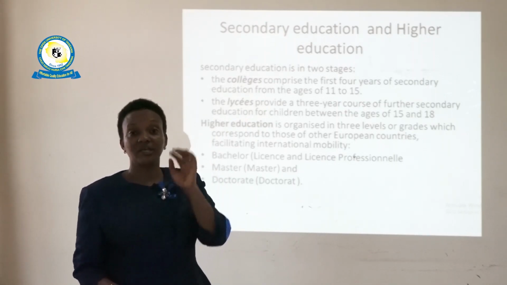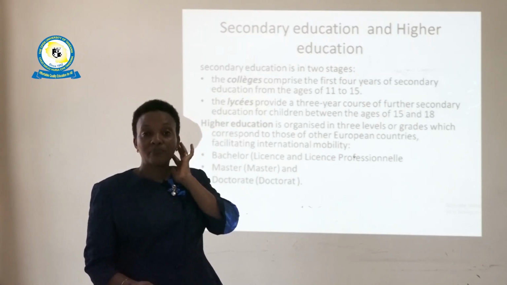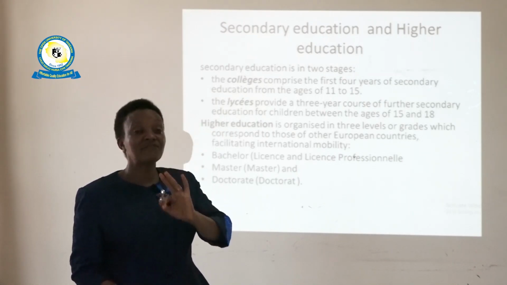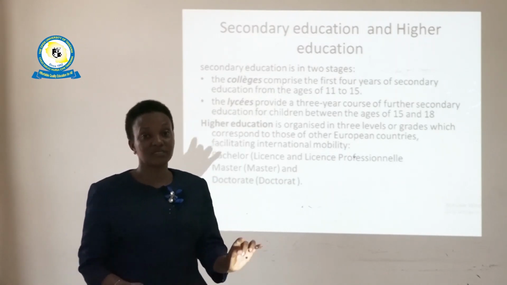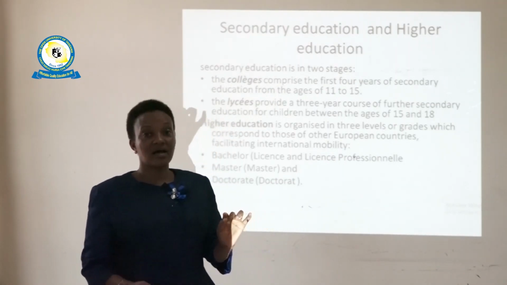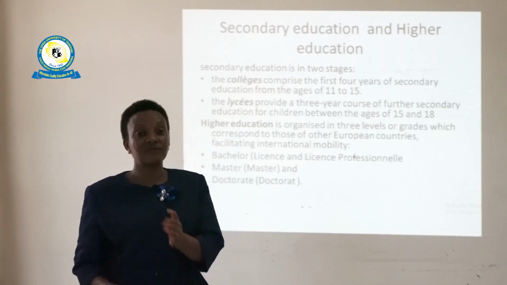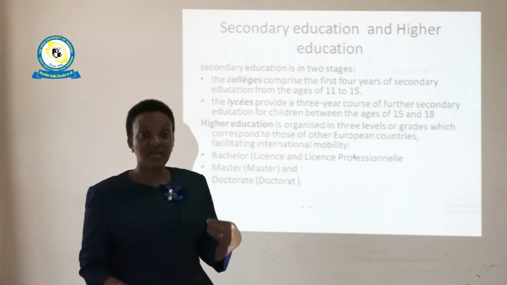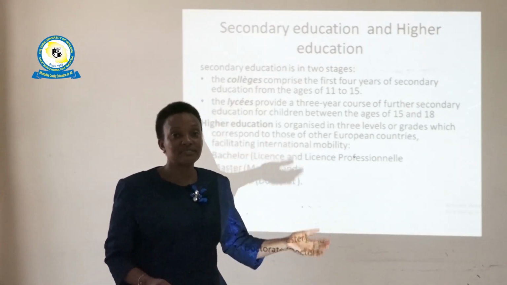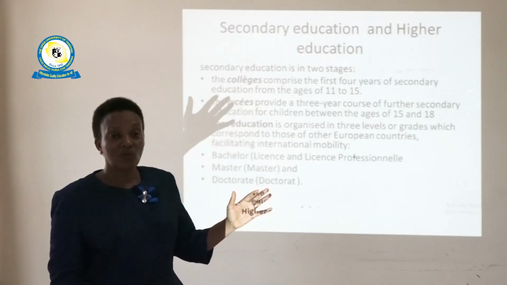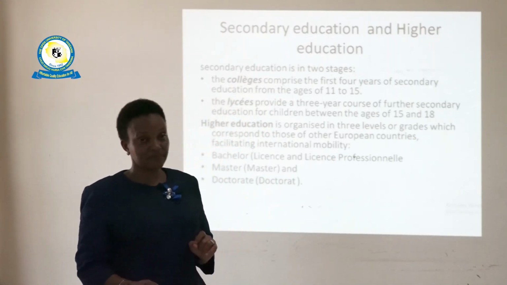So, education in France comprises 7 years with 2 phases. The first phase, where a child went for the first phase at the age of 11 to 15, and the second phase, which is a further secondary education, a child went there at the age of 15 to 18.